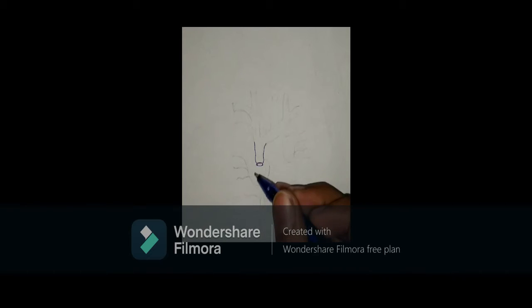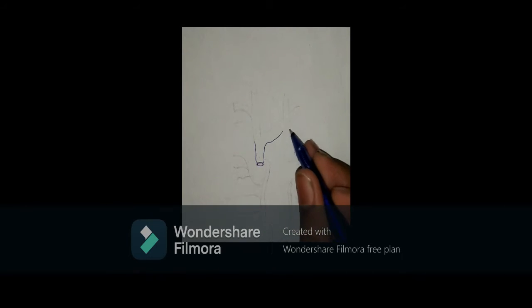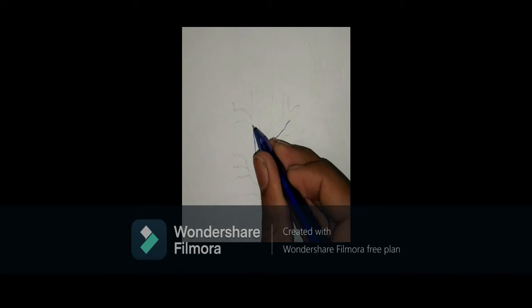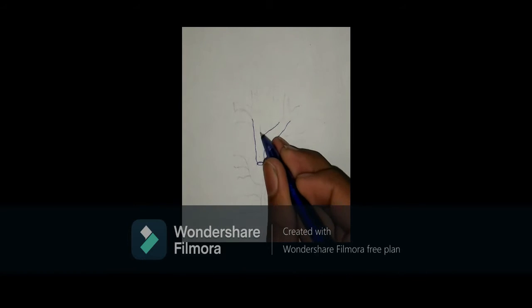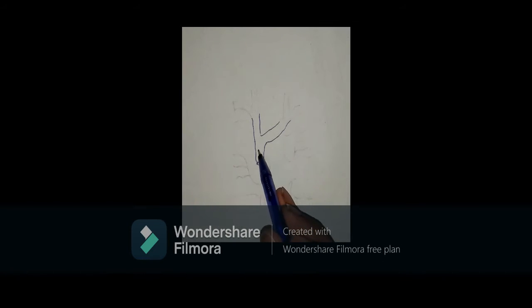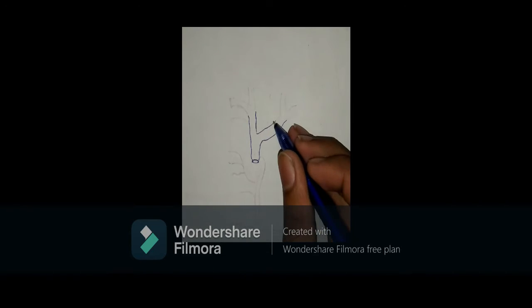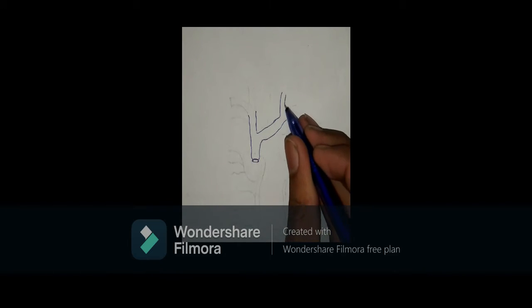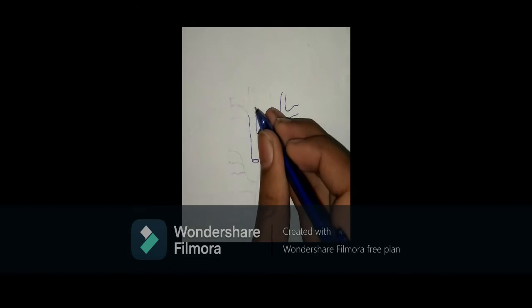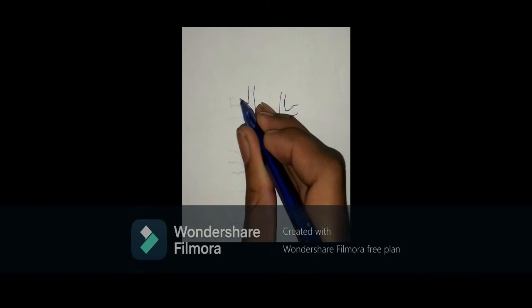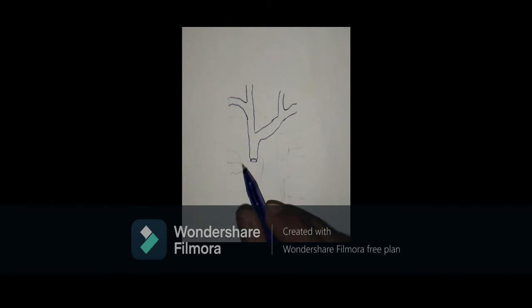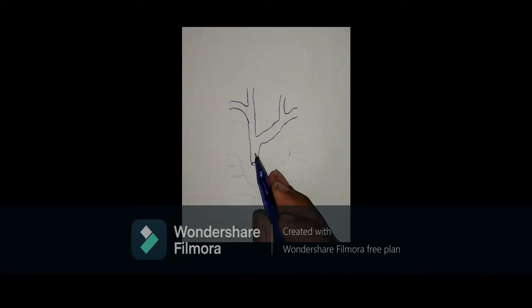So this is the superior vena cava, which is eventually going to divide. The superior vena cava will divide into the left and the right brachiocephalic veins, which further give two branches.